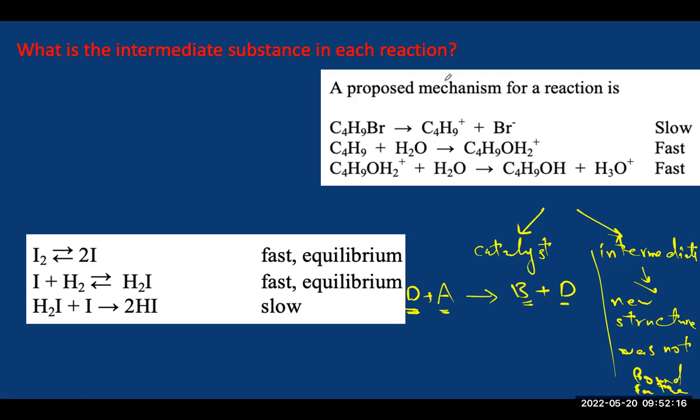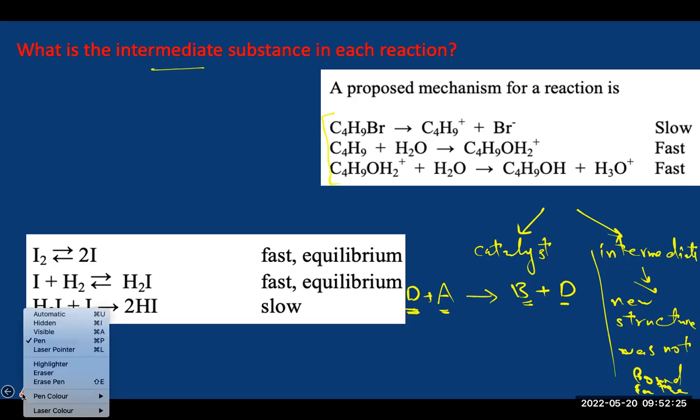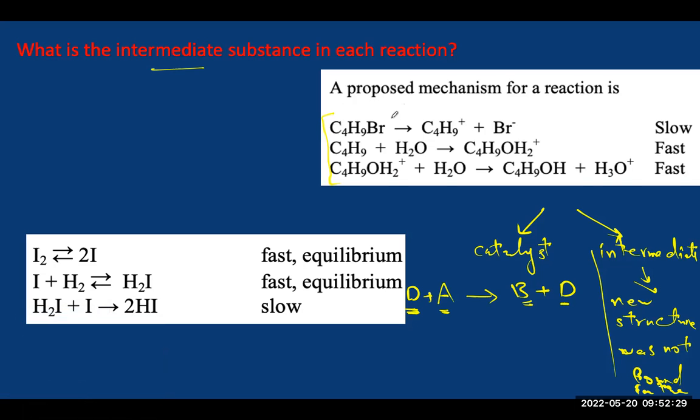Okay, let's solve the questions here. What is the intermediate substance in this reaction? We have a mechanism, and this is the mechanism. We have 3 steps for this mechanism. This is the first one, the second, the third. Which one is the intermediate?